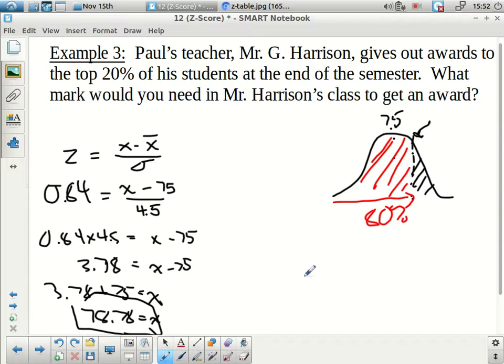So if you wanted to be in the top 20%, you would have to beat 78.78% in Mr. G. Harrison's class. Okay, so that's the introduction. We're going to solve more problems and go a little more in depth with this in the next lesson.